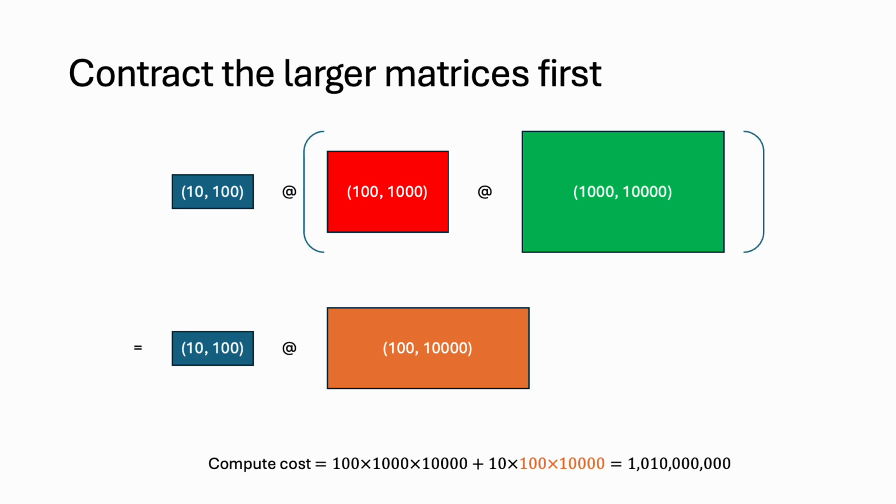For the second ordering, we multiply the two larger matrices first. This also gives us the same result, but now the compute cost is almost 10 times more expensive. This makes sense because we're generating a large intermediate brown matrix, which is bad for compute. So we see that even though the two orderings gave us the same results, they're definitely not the same in terms of compute costs, and the first one is much better than the second one.